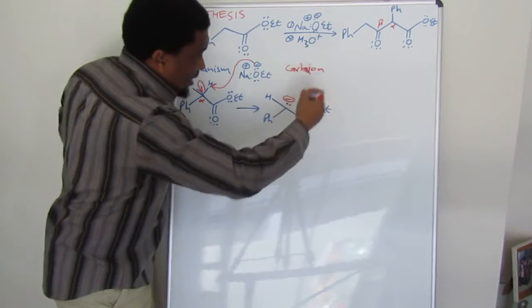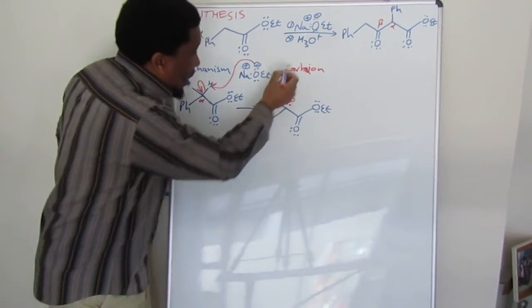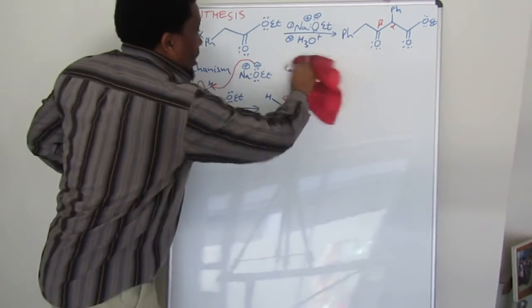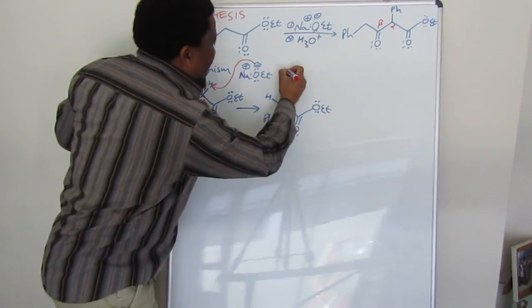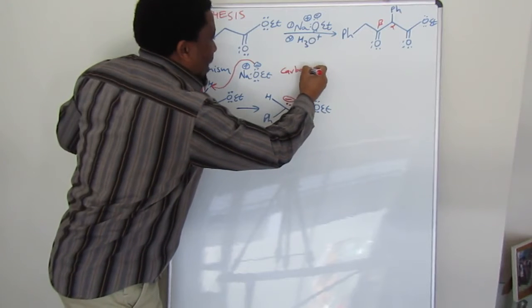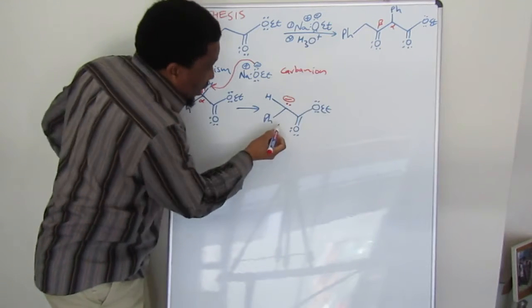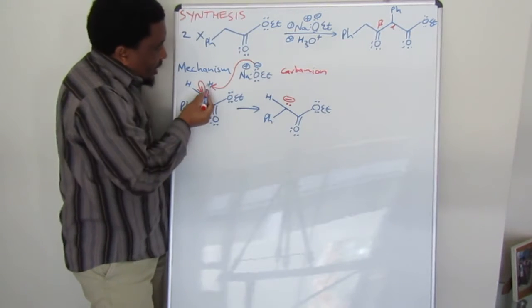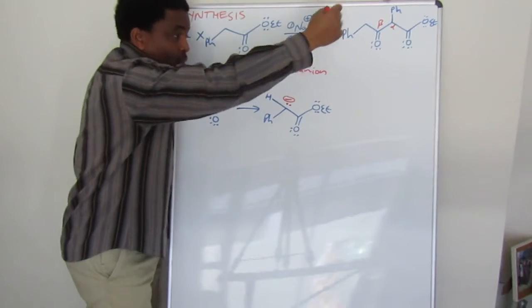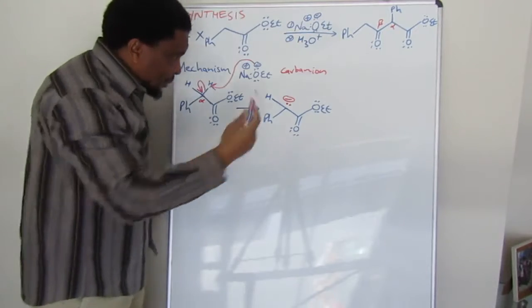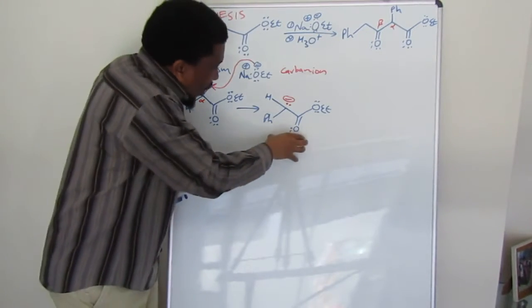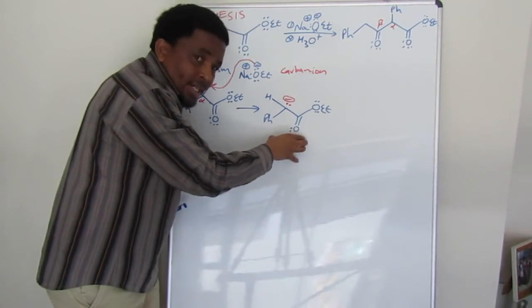a carbanion. That is, it's an anion, right? Where the atom bearing the charge is carbon. So we call it a carbanion. This is what we generate here, right? Now your OEt, that side, with that hydrogen, is going to form ethanol as your byproduct in that case. Now, this is the carbanion that we have generated.